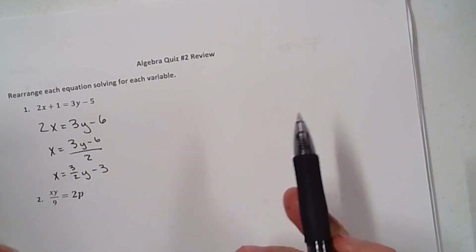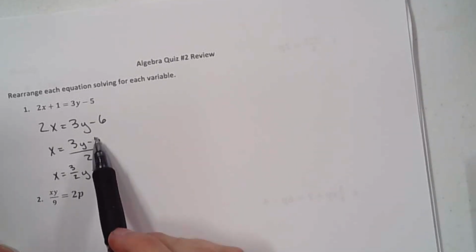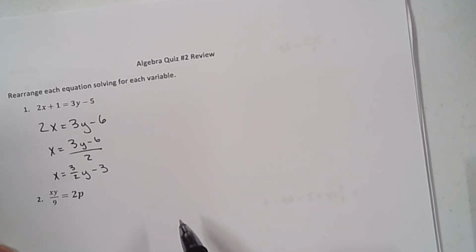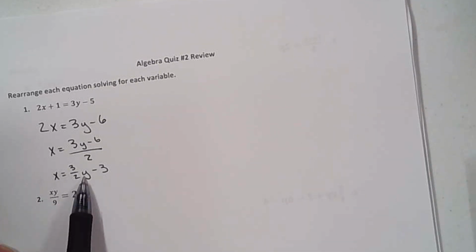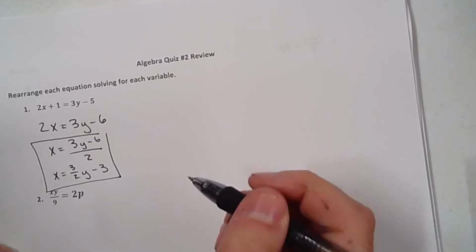So notice, what I did is I applied that division. What's 3 divided by 2? 3 halves. What's negative 6 divided by 2? Negative 3. Either way works, okay? It's important that all the terms get divided, though, right? Everything in divorce gets split. Yes. So here we are. Either answer works. Now let's go get y.